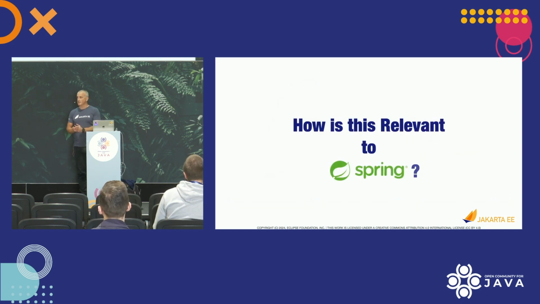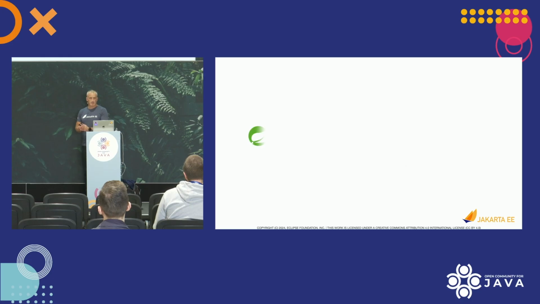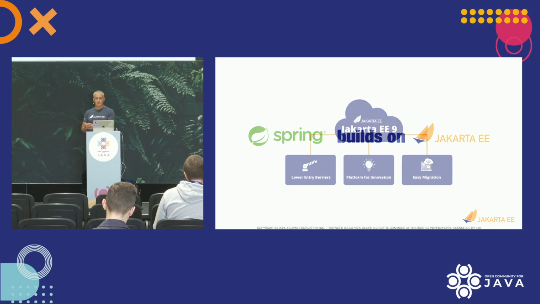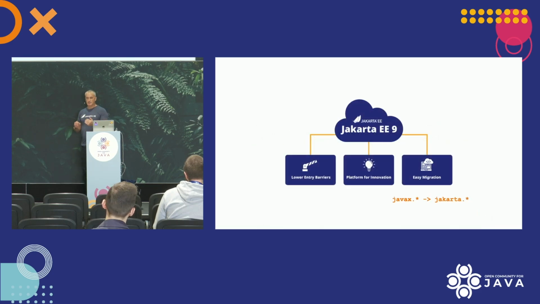So how is this relevant to Spring? Well, Spring builds on Jakarta EE in very high degree. And if nothing else convinced you about that, it is the Jakarta EE 9 release. And when Jakarta EE 9 release came out, it had one change. And one change only, and that was we switched the namespace from javax to Jakarta.